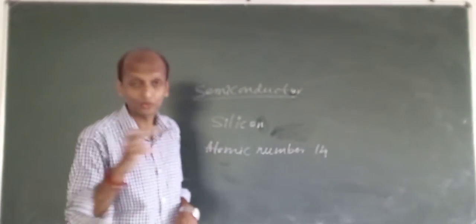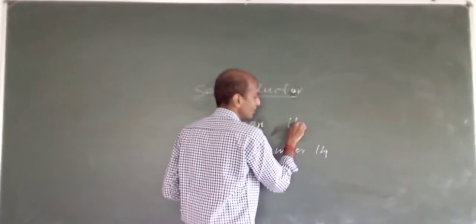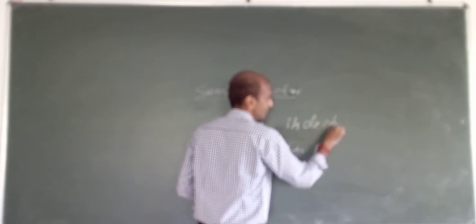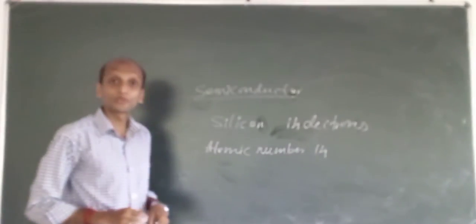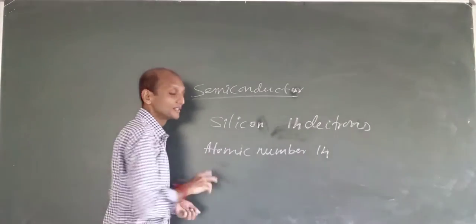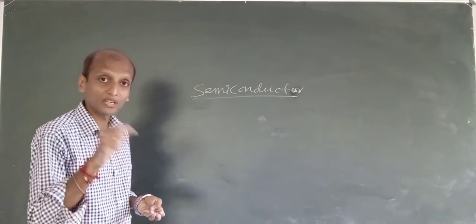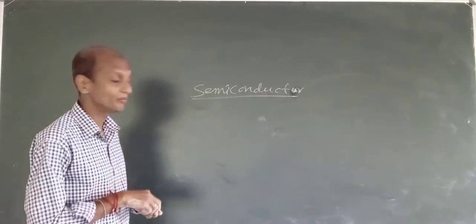So how many total electrons will this silicon have? Not only on the valence orbit, the total number of electrons on an atom of silicon will be 14. It can have 14 electrons or 14 protons. So the atomic number is 14, or 14 electrons are possible on a silicon atom.